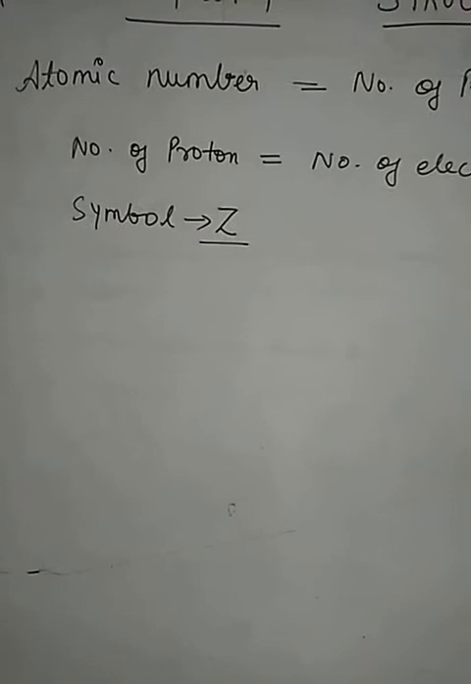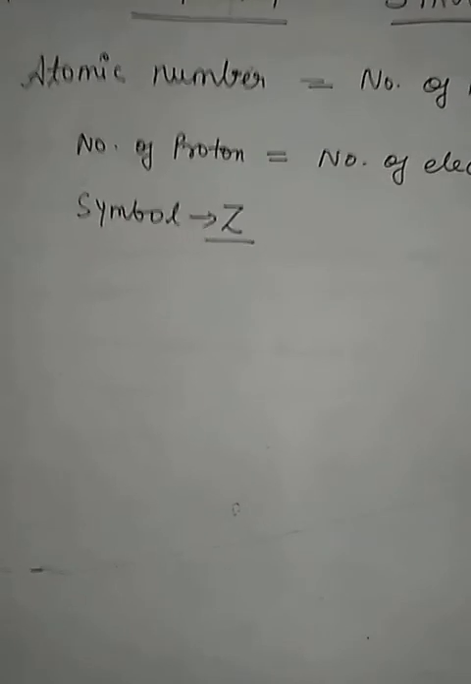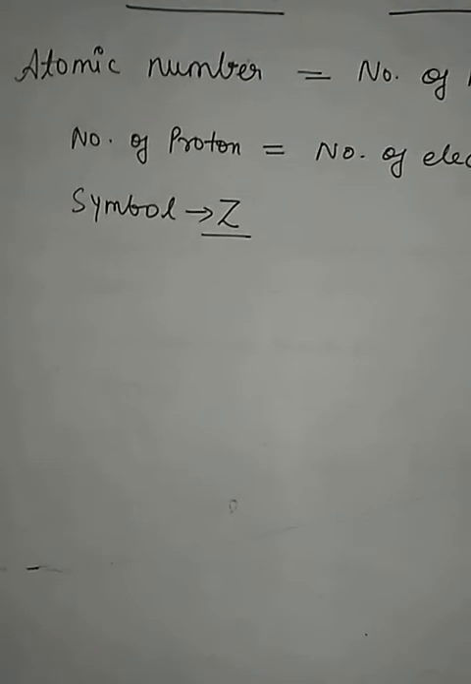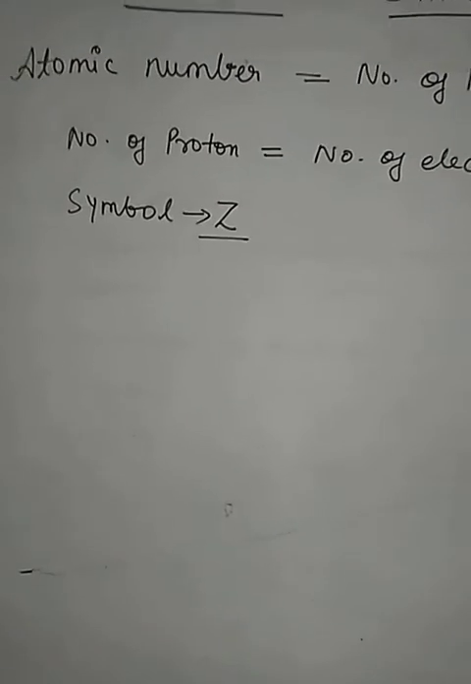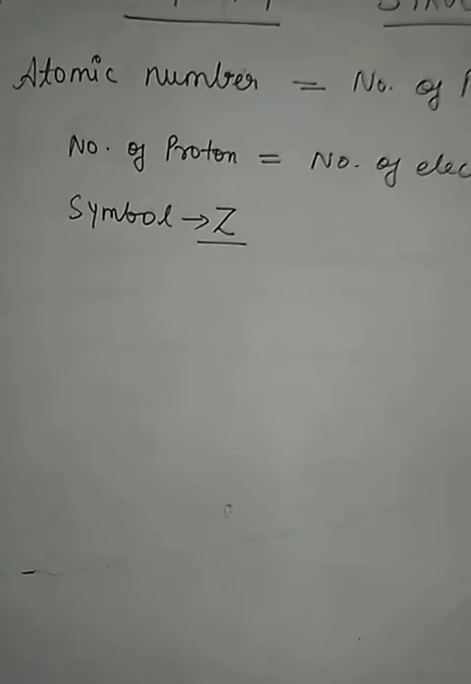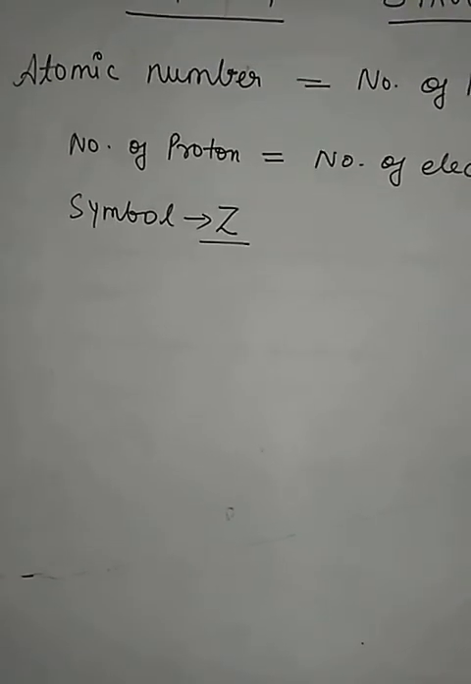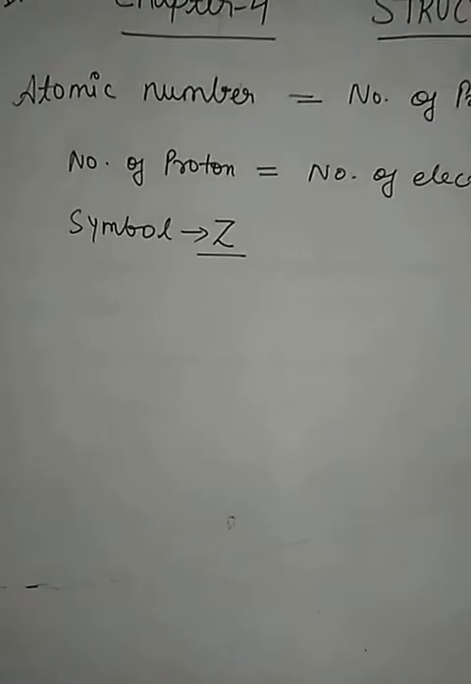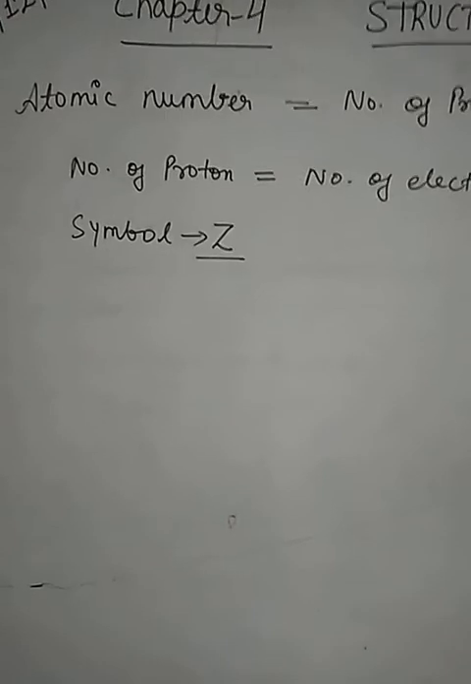It is clear from the above discussion that the atomic number of an element tells about two things. First, it tells about the number of protons present in one atom of the element, and secondly it tells us the number of electrons in one normal atom of the element, but not in the case of ions.